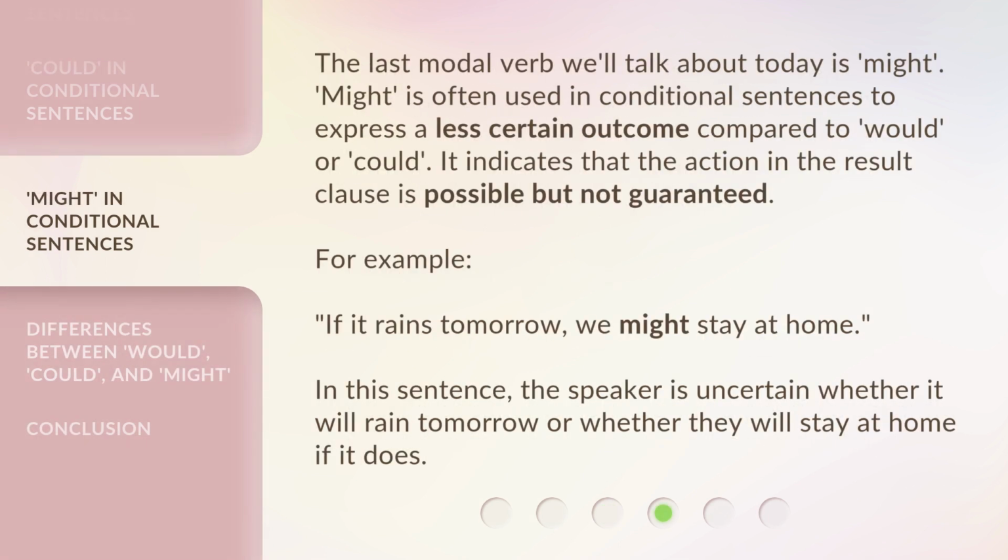The last modal verb we'll talk about today is might. Might is often used in conditional sentences to express a less certain outcome compared to would or could. It indicates that the action in the result clause is possible but not guaranteed. For example, if it rains tomorrow, we might stay at home. In this sentence, the speaker is uncertain whether it will rain tomorrow or whether they will stay at home if it does.